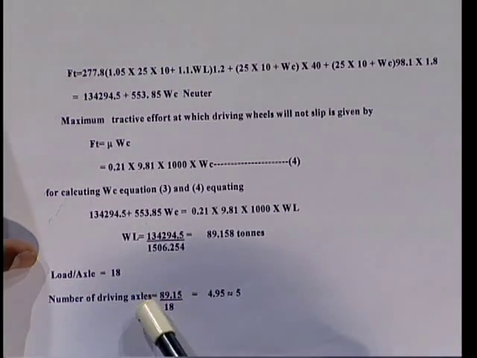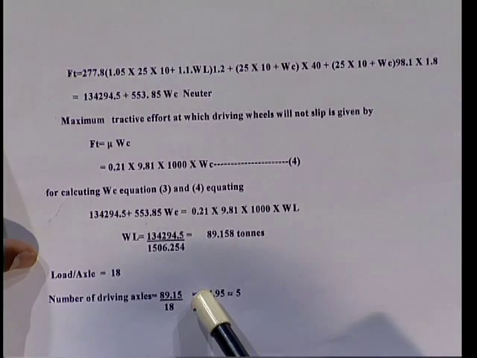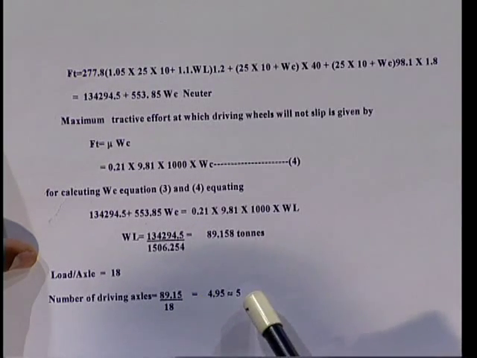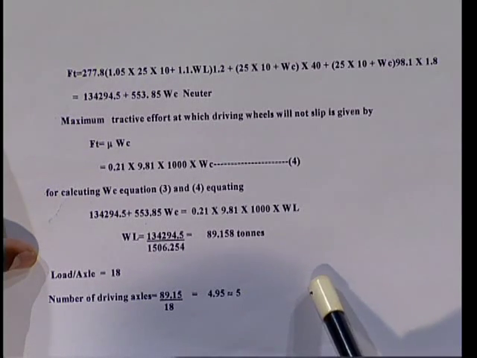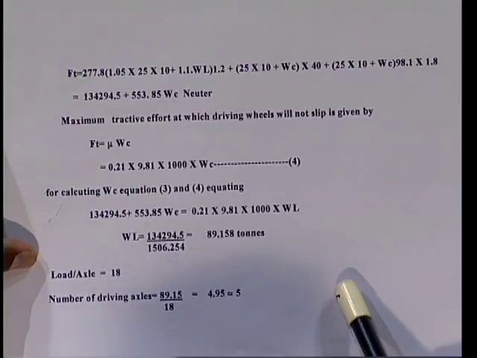Here in the problem, the load per axle is given, that is 18 tons per axle. The number of driving axles is equal to 89.15 by 18, that is 4.95, roughly 5 axles will be required in the locomotive for giving the maximum tractive effort. Let us see next.